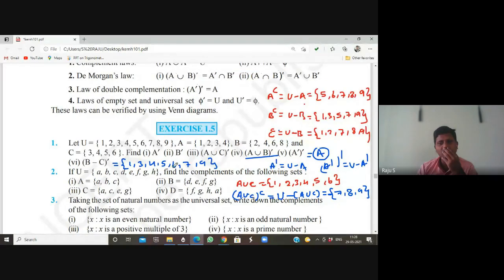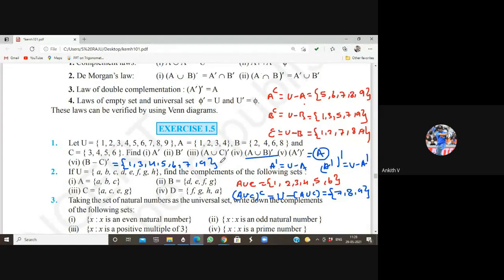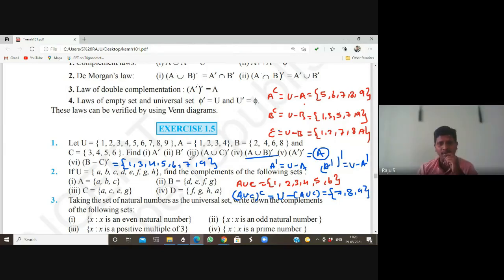Remaining students, once verify this answer. Is it right? Sir, yes, sir. It is 2, 8 complementary, sir. So other elements will be there. Other than 2 and 8, we can write remaining. Okay, fine. Any doubts in this first question?